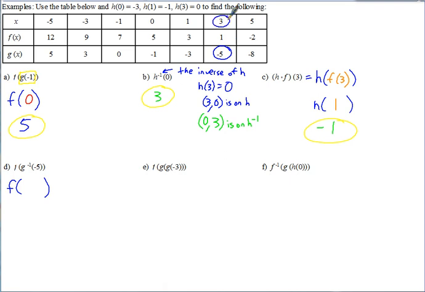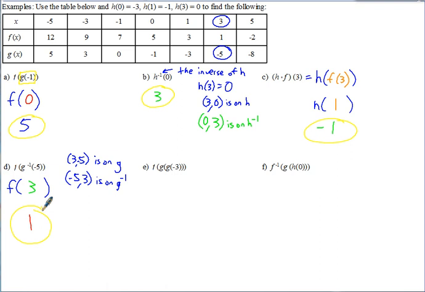So that means the point 3, negative 5 is on the original function g. When you switch it around, that means negative 5, 3 is a point on the inverse of g. So when you plug in negative 5 into the inverse of g, you get 3. And then we find f of 3. Look in our table, where x is 3, we can see f is 1. So f of the inverse of g of negative 5 is 1.